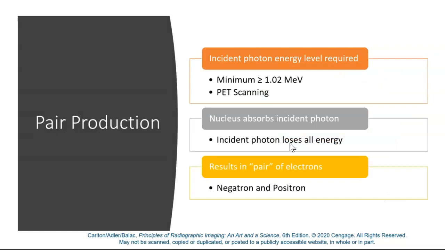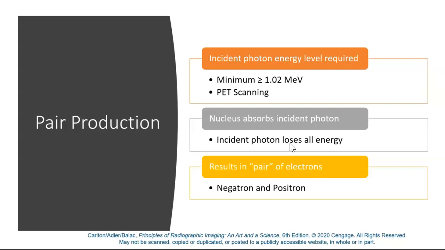All right, let's go into pair production. Now, pair production, this is the start of our radiation therapy levels, okay? So this is not what we find in diagnostic X-ray. So pair production, the incident photon energy level required is a minimum of 1.02 MeV. Now in X-ray, we deal with keV, kilo electron volts. This is mega electron volts. We use this a lot in PET scanning, where we inject a radioisotope and then we put them under a gamma camera. So it's out of our diagnostic X-ray range.